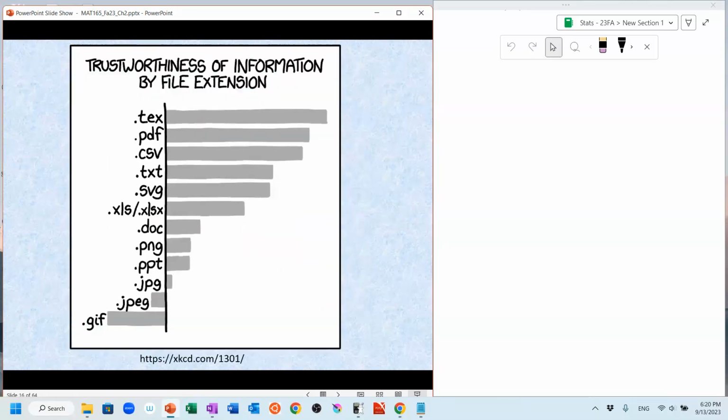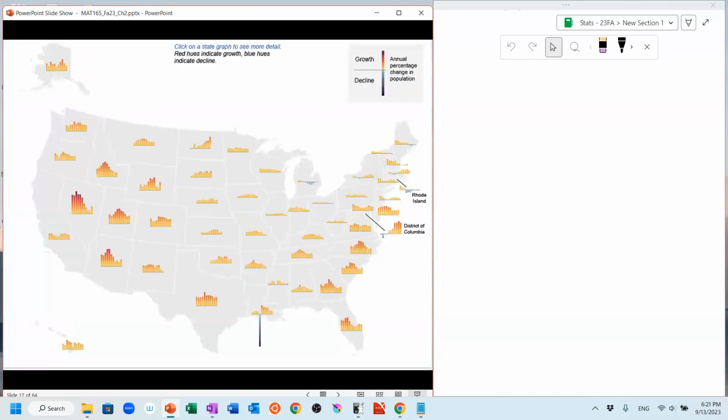Here's kind of a joke histogram, but this would be more of a bar chart, some people might call it, with the bars going horizontally. So the trustworthiness of information by file extension: TeX, PDF, CSV, and so on. TeX is the typesetting language that a lot of math and physics and chemistry is written in. But this would be an example of that sideways histogram, bar chart, whatever you would like to call it.